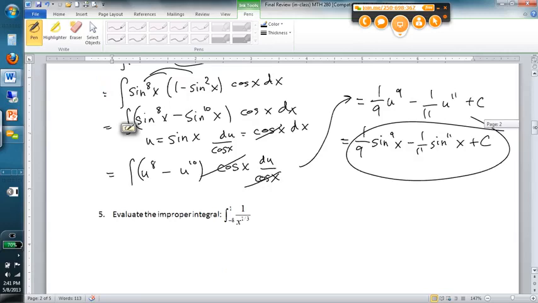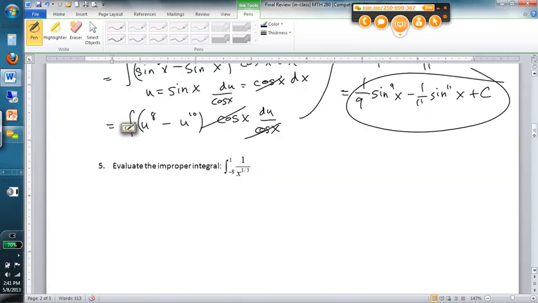Number 5, improper integrals. A lot of the improper integrals we did were because one of the limits was infinity, and that was one type of improper integral. And remember, on improper integrals, we're going to use the t-limit stuff. This, however, I guess is one of the more complicated ones. For one thing, what is improper about this? Because I don't go to infinity or negative infinity.